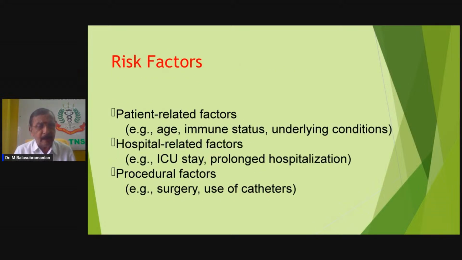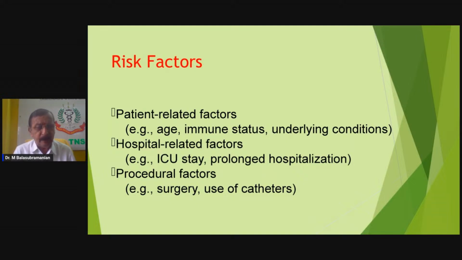The risk factor is not that everyone who gets admitted gets the infection. There are patient related factors, maybe the age group, the extremes of age, very young or very old, they are vulnerable to hospital acquired infection. Immune status: it is not necessary that the patient should have HIV, acquired immunodeficiency syndrome. Even diabetes can reduce the immune status. Even pregnancy can reduce the immune status, or any other underlying conditions like chronic kidney disease and severe medication can lead to patient-related factors.